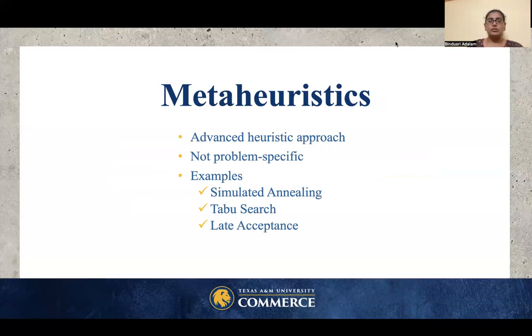Coming to the metaheuristics, this is an advanced heuristic approach, basically the subset of heuristic approach. And these methods are used for controlling the basic heuristic algorithm with a goal of exploring the search space more efficiently. One of the characteristics is that they are not problem specific. And the examples include simulated annealing, tabu search, and late acceptance.